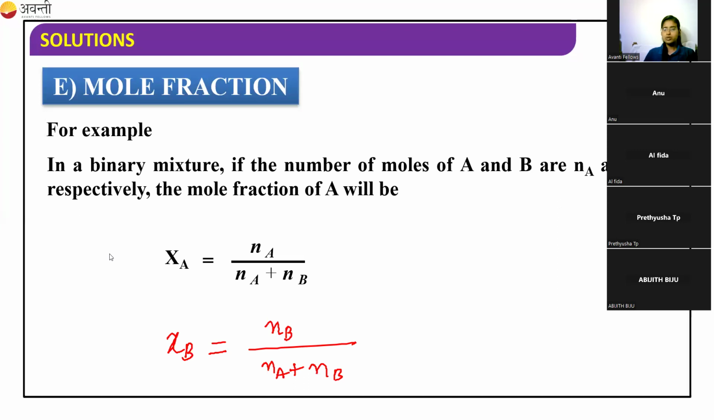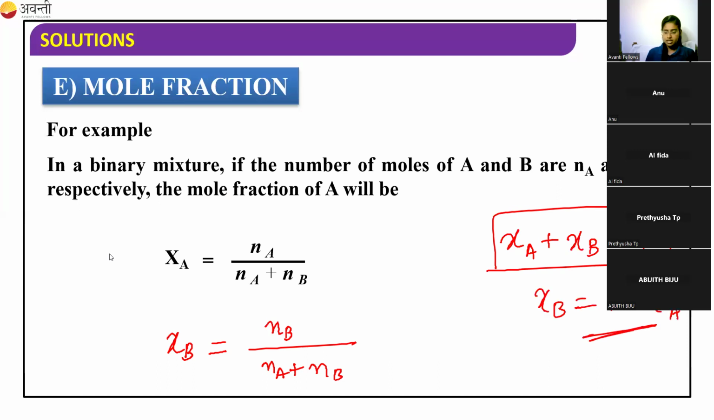You can also do 1 minus X. The sum of the mole fractions will be equal to 1. For this binary mixture, Xa plus Xb will be equal to 1. So if I want to find Xb, I can do 1 minus Xa. This is also one of the formulas. You have to note it down. Take down this also. Very good, students.